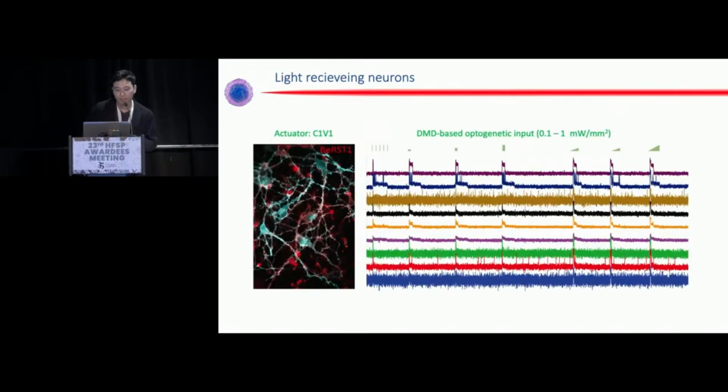For light receiving neurons, we prepare neurons transfected with this optogenetic actuator, C1V1, which can be activated by green light. And here we are testing if they can be activated by the laser light. For recording, we are using a voltage indicator, Voltron 1. We're recording voltage here, and we are giving well-defined light input using a DMD, which we use like a projector. And we found that these neurons can be activated by down to 1.1 milliwatt per square millimeter, which Matt can generate with a cell laser.